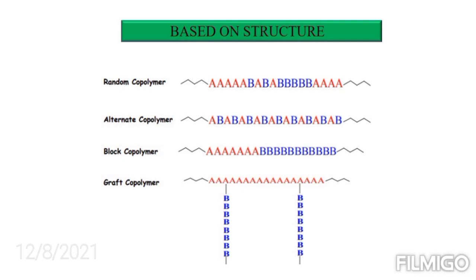The third one is block copolymer. In this type of copolymer, monomers are present in the form of blocks. This means the copolymer is formed by the combination of two different monomer units in blocks. The final one is graft copolymer. In this type, there is a polymeric chain formed by one monomer, while the branches are constituted by another monomer. It is called graft copolymer because we can observe branches in it.